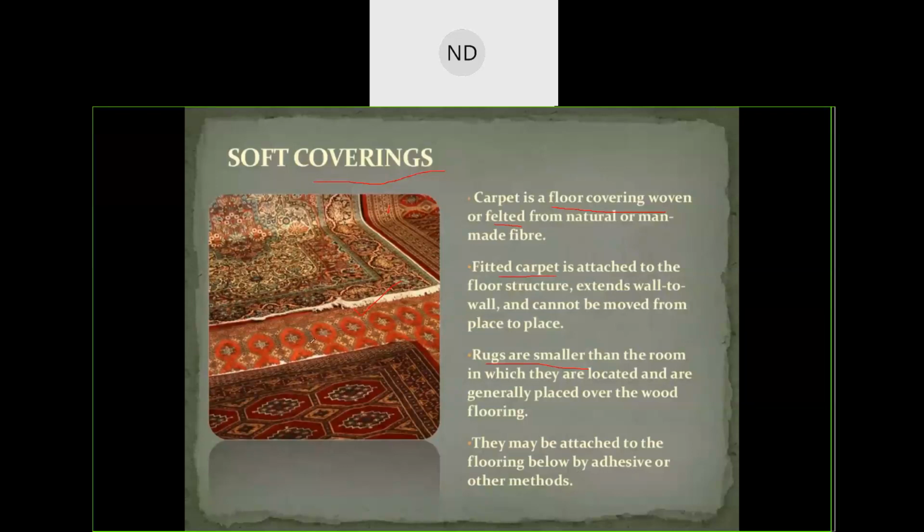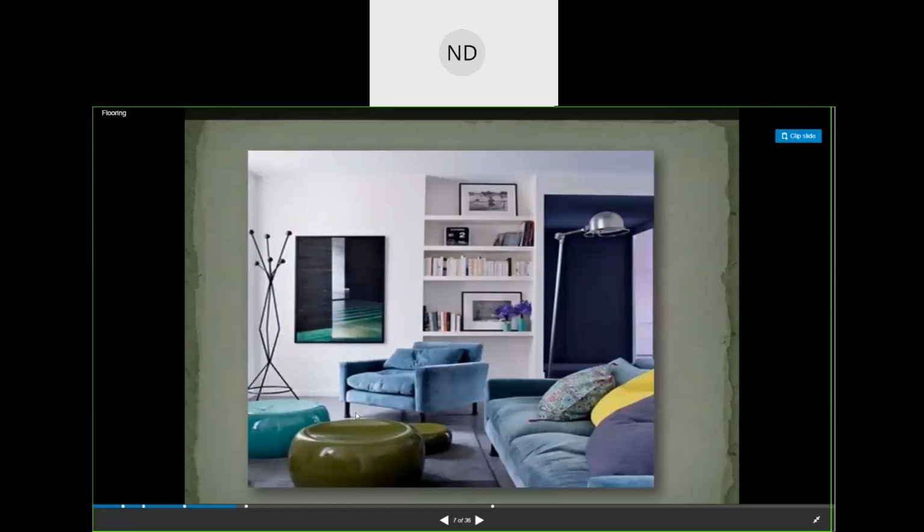They may be attached to the flooring below by adhesive or other methods. Okay, these kinds of soft carpets can be fixed from all four sides, or they can simply be laid, or they can be stuck with the help of some adhesive below the carpet, some kind of cohesive thing that is sticking them to the floor. So these types can also be used for soft coverings. These are your soft coverings, you can see in this picture. Here the covering is fixed from all sides, or here it is stuck to the floor where it cannot move.